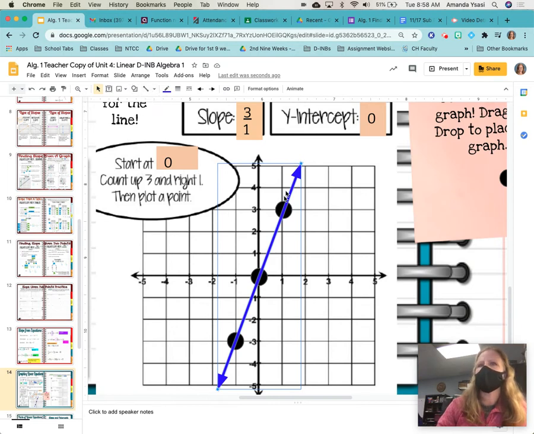Whenever you graph your lines on paper, I want y'all to use a ruler or some kind of straight edge. Line up the ruler or the straight edge right underneath your points so that whenever you draw your line, it goes exactly through your points.